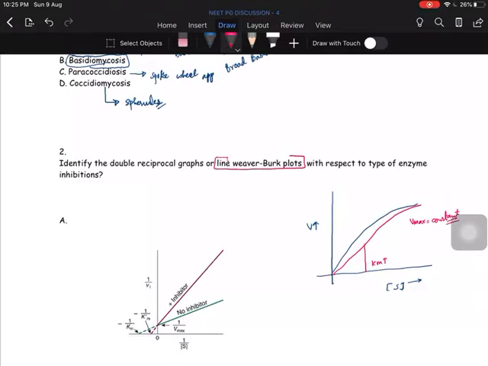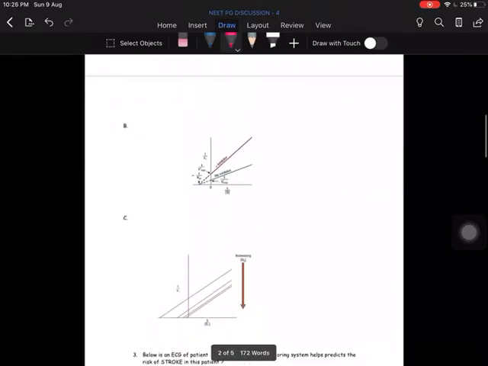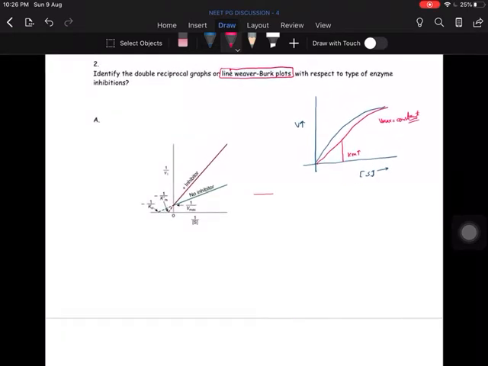Lineweaver-Burk plots. So these are 3 different double reciprocal plots, and we'll see which of them is which one. The first one is competitive inhibition. These plots are derived, so only to remember we'll see. Since this is a competitive inhibition, you see that the plot is a cross plot. They are crossing each other, intersecting each other. Cross means fight, which you can remember for competitive inhibition.